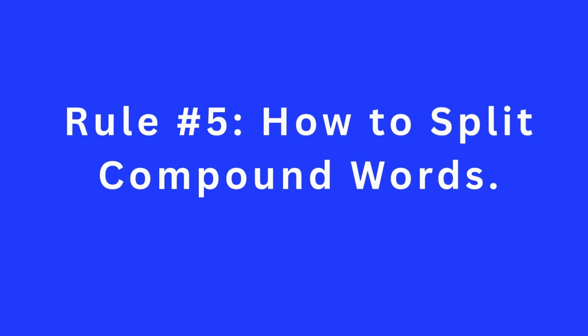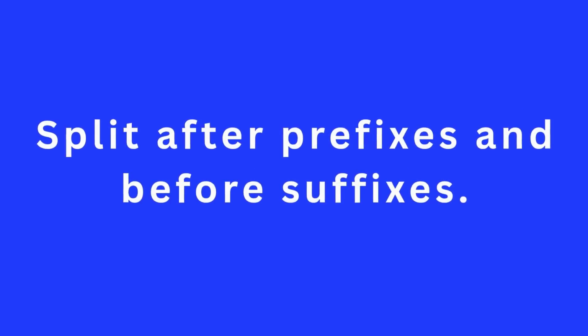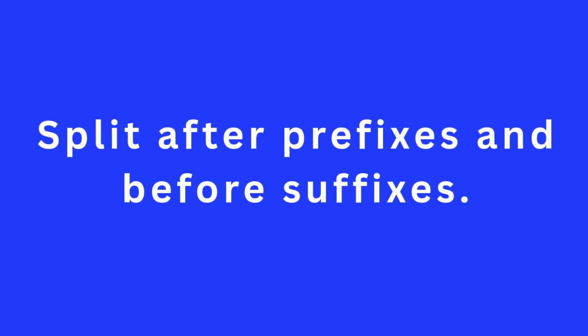The more you practice recognizing prefixes and suffixes, the easier English spelling will become for you. So remember this important rule. Split after prefixes and before suffixes. This simple technique can greatly improve your spelling, pronunciation, and reading confidence.